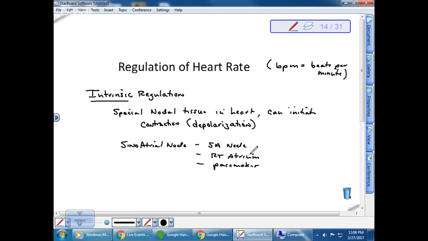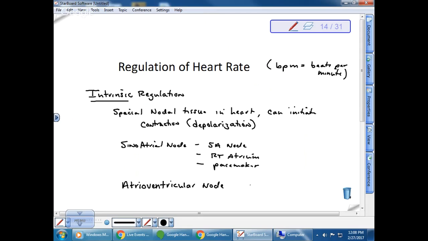Now we also have some nodal tissue, which is called the atrioventricular node. Yes? The SA node, is that the first electrical shock the heart gets? Because it gets like 3 or 4 of them. Yes. Yeah. Yep. So that's the first one. Yep. So then it goes to the atrioventricular node.